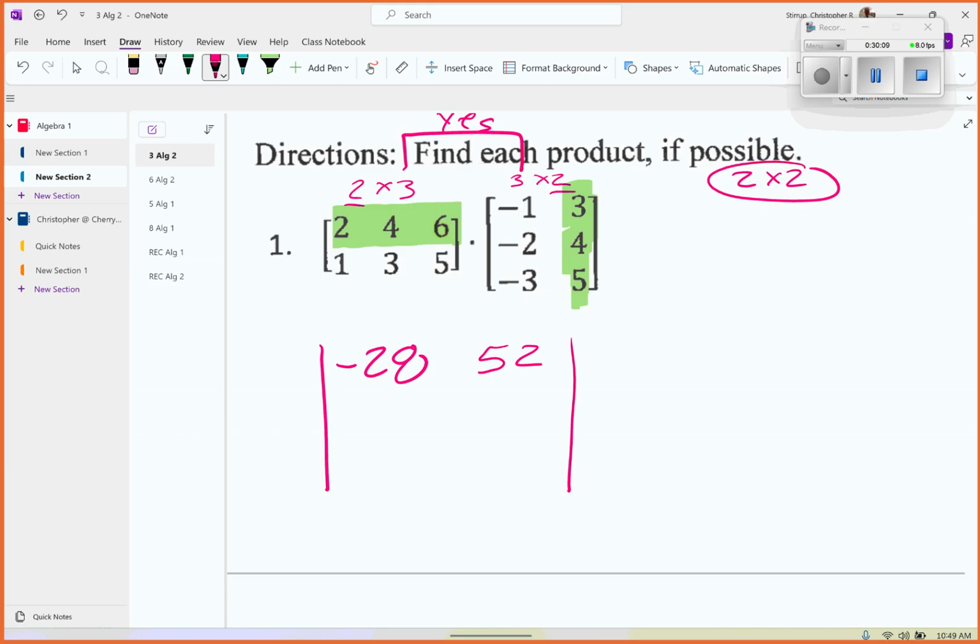Okay, can I erase the olive green? Let's get rid of this. Oh, come on, man. There we go. All right.